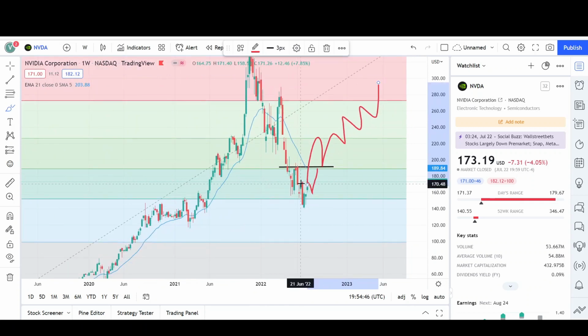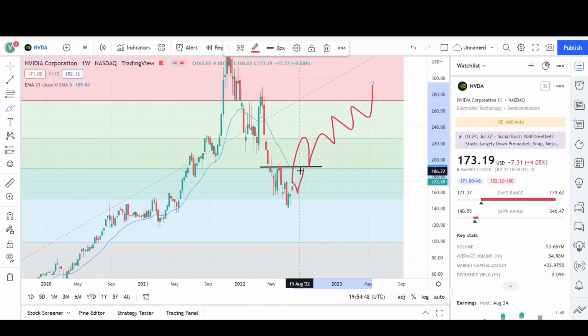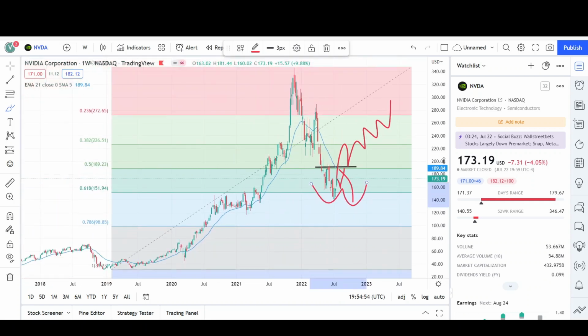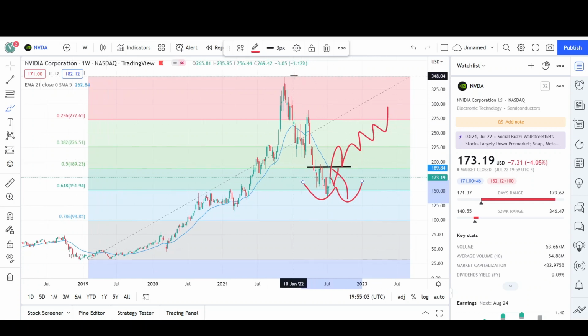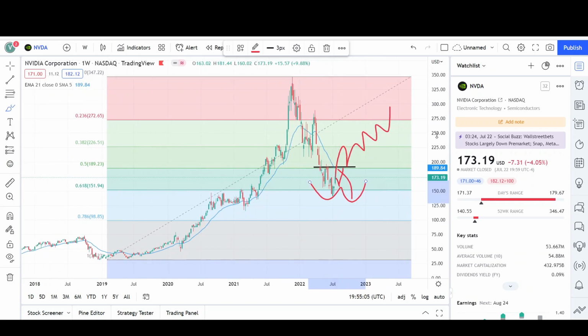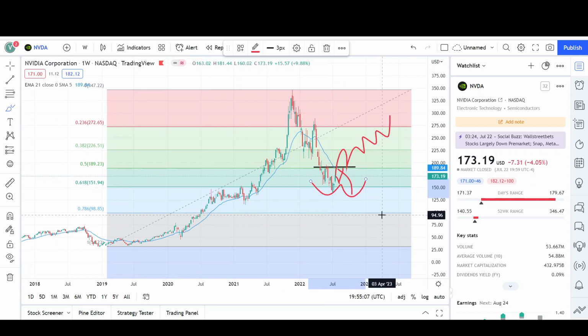Now, again, if we find resistance from that EMA on the weekly chart, we could take a double test or double bottom of this prior low. So that's pretty much everything I see for Nvidia. As long as we don't break this 144 level, 150 level, I still think there's strong possibility to reach the highs. We don't want to see retracements that are past the 786 level.